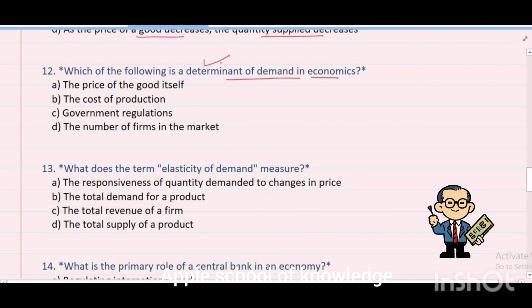We have already discussed this. We have a recorded lecture on this topic in detail. The price of the good itself, the cost of production, government regulation, and the number of firms in the market. The price of the good is one of the key factors that influence demand, and we have discussed this. So option A is the correct one. The price of the good itself is one of the determinants of demand.